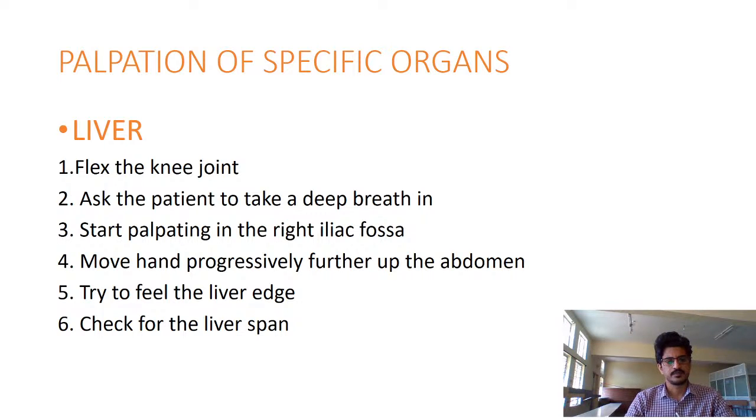Check the liver span. Basically, we are examining the liver. You have to see what the edge of the liver is, what the surface is, what the consistency and span are. You have to note down all these things for the liver. For each specific organ, examination also includes inspection, palpation, percussion, and all these things.